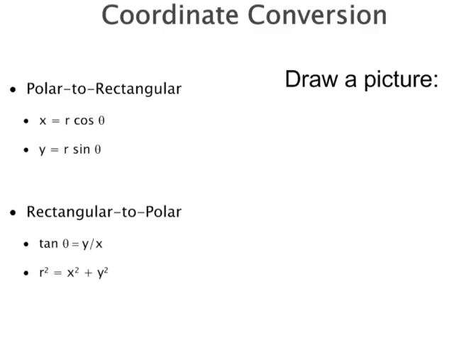So we need to be able to convert from one form to another. So here are our conversions to go from polar to rectangular and rectangular to polar. As you go ahead and look at these, let's talk about why they make sense.